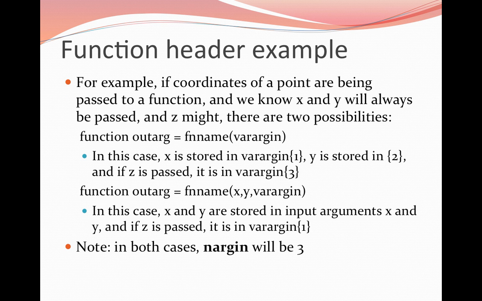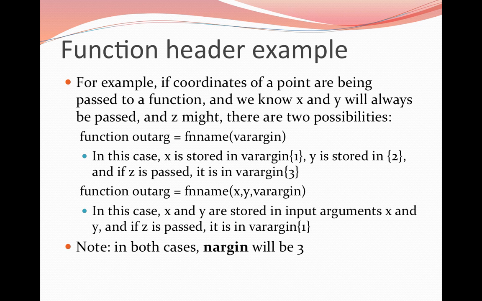So let's say, for example, we're going to pass coordinates of a point to a function. We know we're going to at least get two-dimensional points, so we know we're going to get x and y values. What we don't know is whether we're going to get a z value or not. So there are two possibilities again for the function header. We could just use var_argin, so that would store everything that is passed to the function. So the value of x would be stored in var_argin curly braces 1, the value of y would be stored in var_argin curly braces 2, and if we get z, that would be in var_argin curly braces 3.